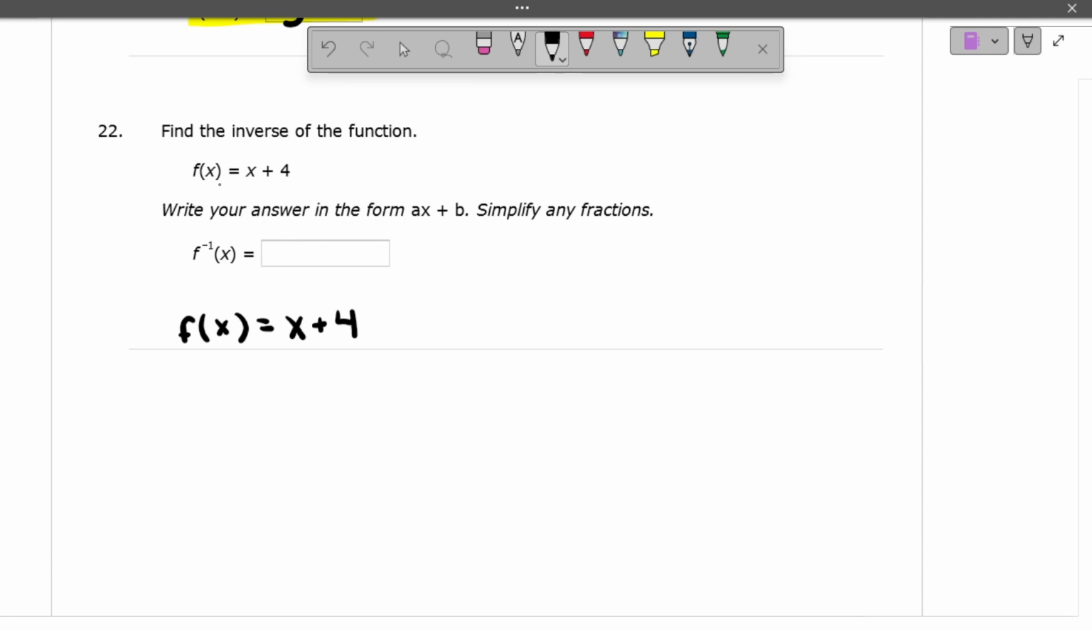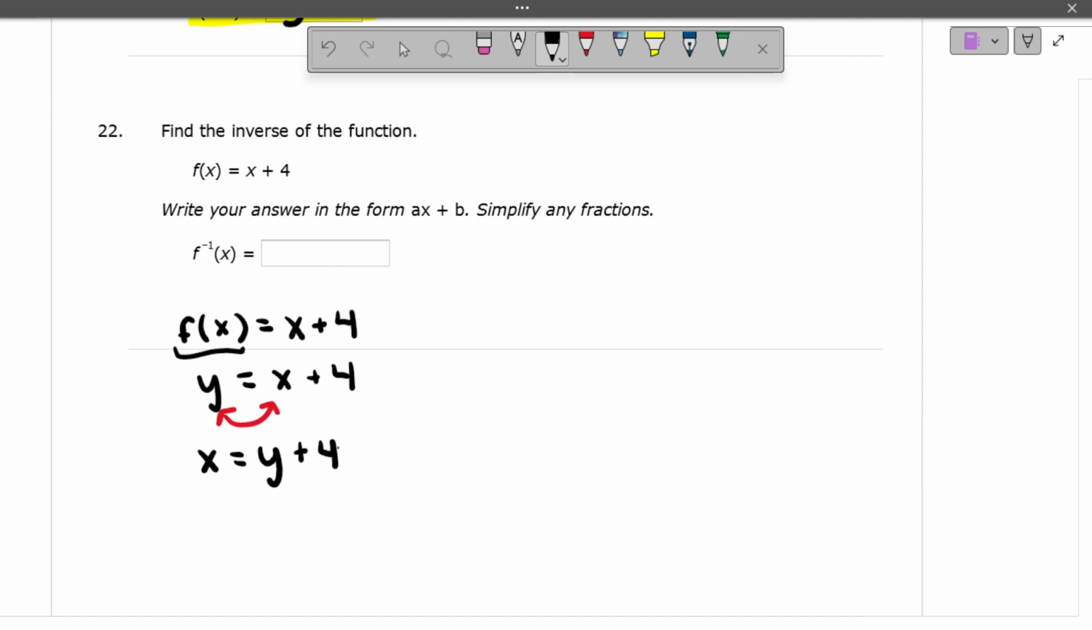So I just rewrote f of x is equal to x plus 4. What an inverse function is, the first step is, instead of saying f of x, we're just going to say y equals x plus 4. Okay. And then our next step is you're going to switch x and y. So instead of saying y equals x plus 4, we are now going to say x equals y plus 4.